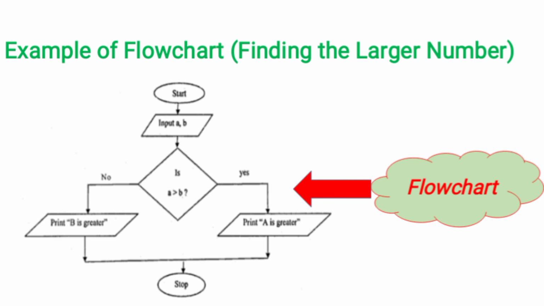This flowchart visually demonstrates the logic of determining the larger number between A and B. It starts with the input, goes through a decision point, processes the data, and finally produces the output.